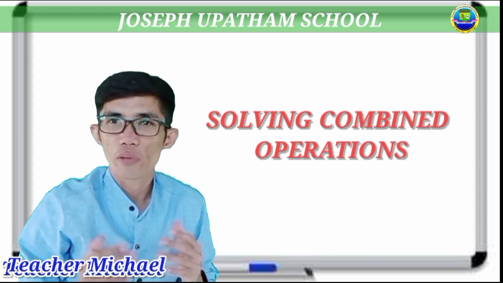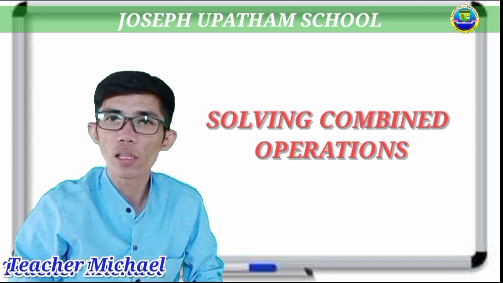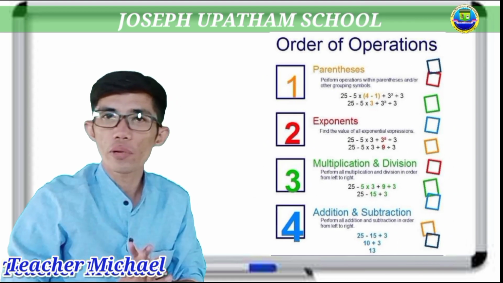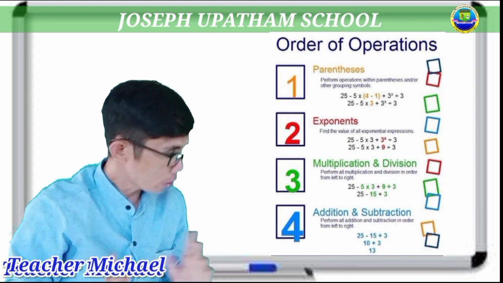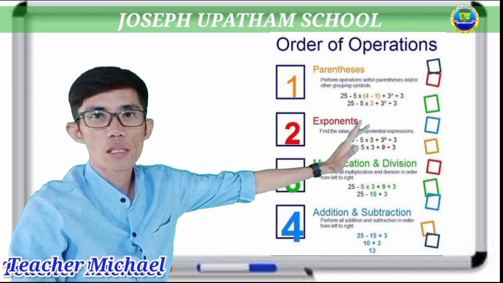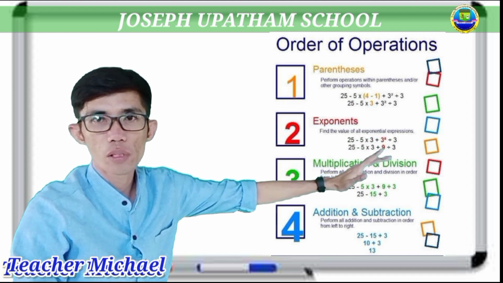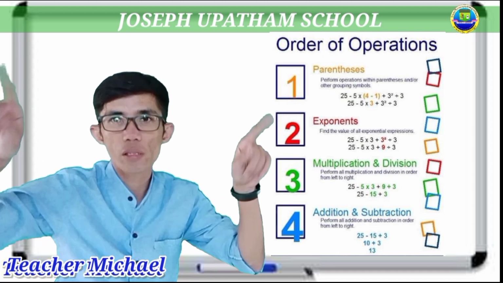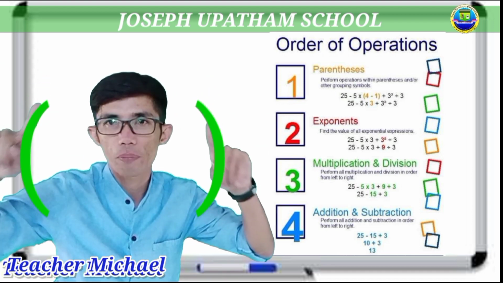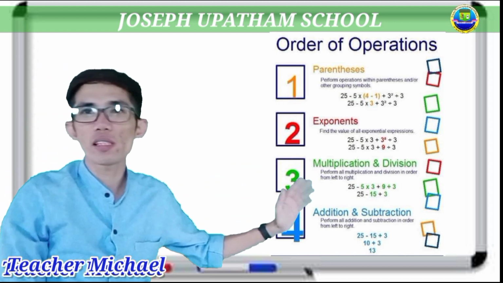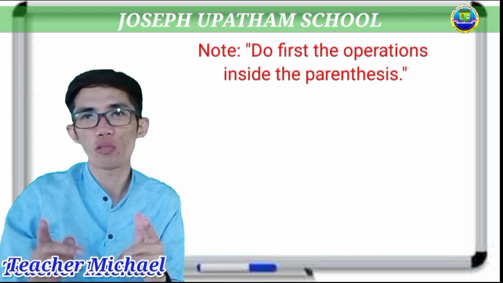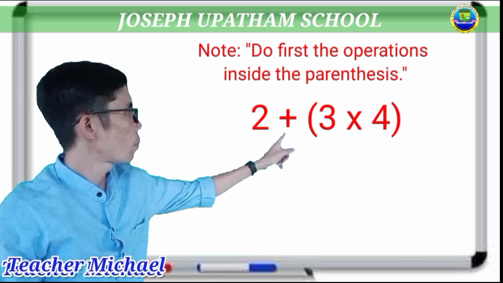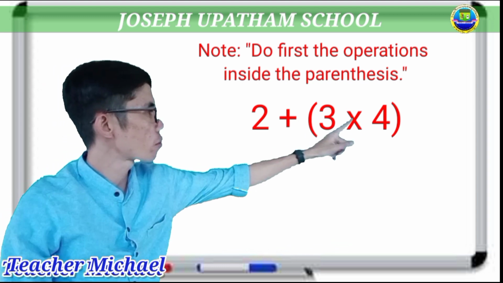So we are going to perform combined operations. What are the steps in performing combined operations? These are the order of the operations that we need to follow. First, if there is a parenthesis in a given mathematical problem, you need first to do the operation inside the parenthesis. Parenthesis in Thai, you call this as woklet. Like for example, 2 plus (3 times 4).